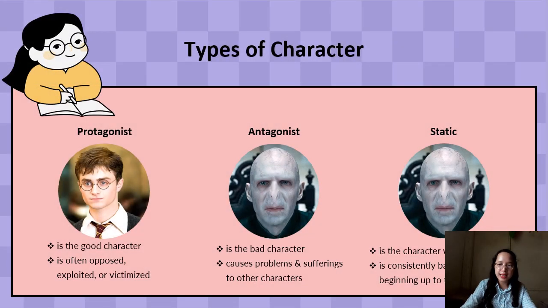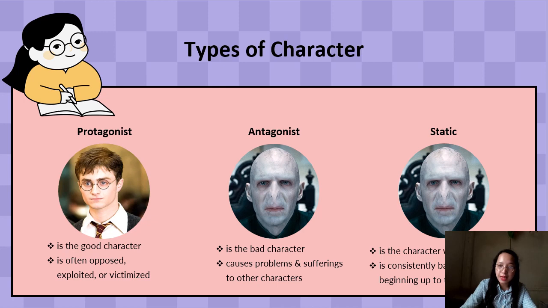Now, these are the types of characters. We have the protagonist, antagonist, static character, dynamic character, round character, and flat character. Now, the first one is the protagonist. He or she is the good character in the story. He or she is often opposed, exploited, or victimized.